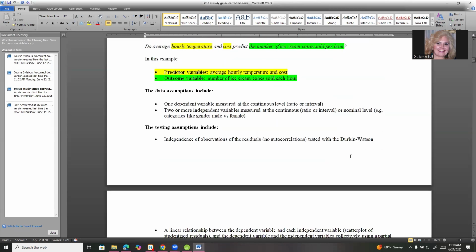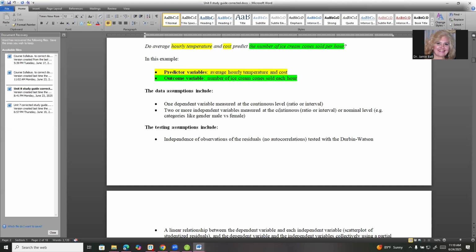Like all statistics, there are assumptions about the data and some testing assumptions that need to be true to proceed with this test. The data assumptions include one dependent or outcome variable measured at a continuous level, which is ratio or interval data, like temperature or number of ice cream cones sold per hour.